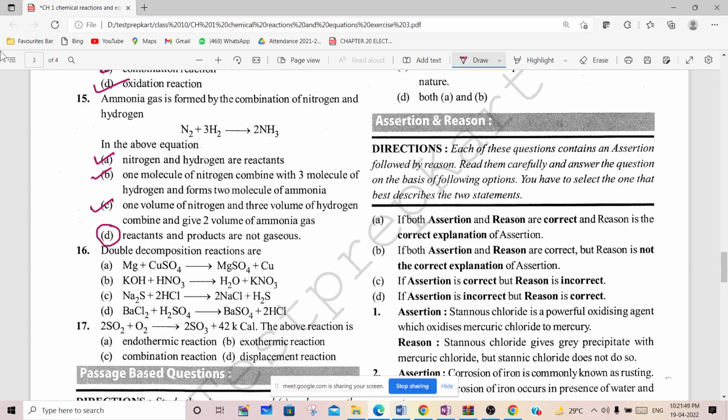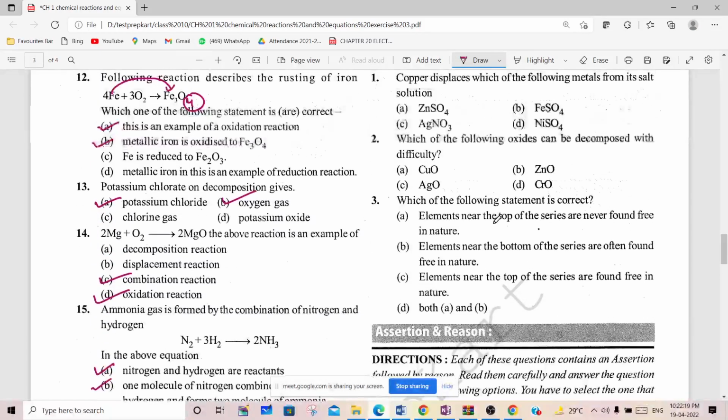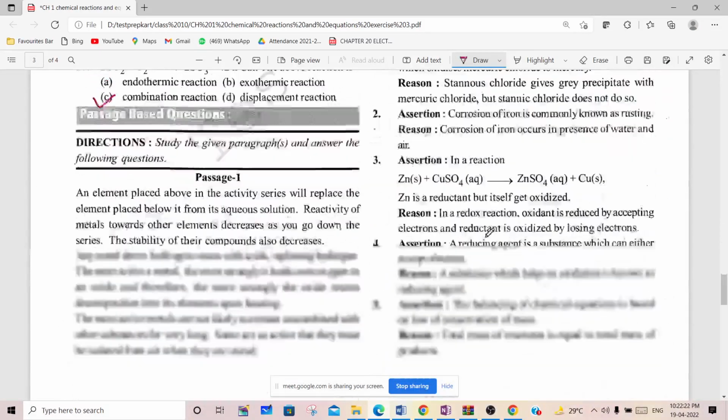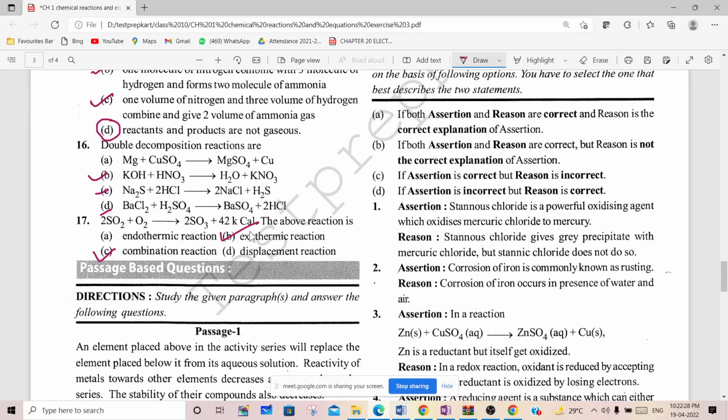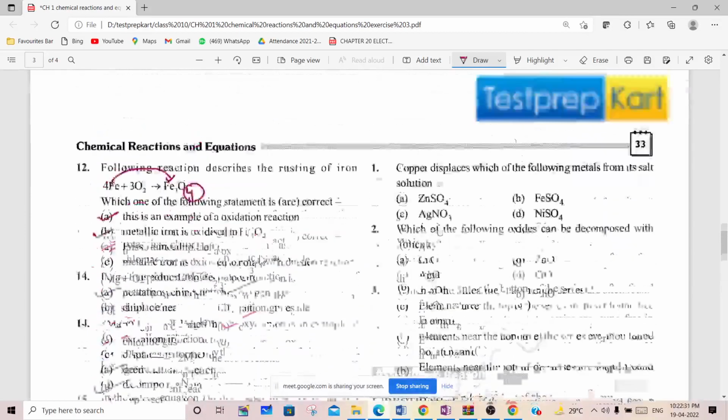Next, double decomposition reactions are B, C, and D. Except for A, all. It's a combination reaction. Yes. Okay. So can we say it's an exothermic reaction as well? Yes, it's exothermic. You're right.